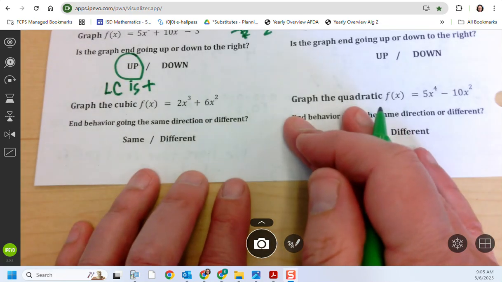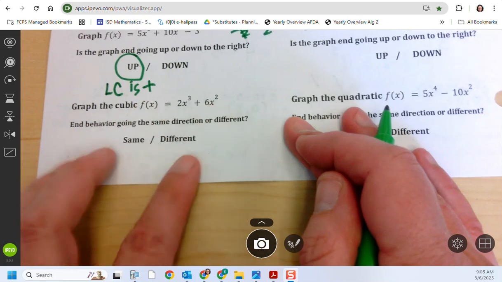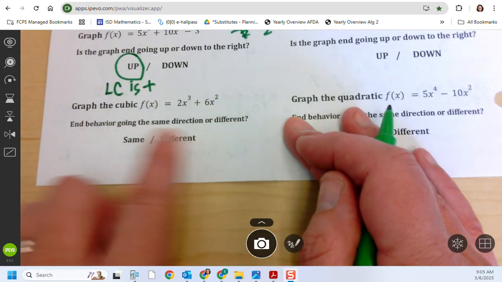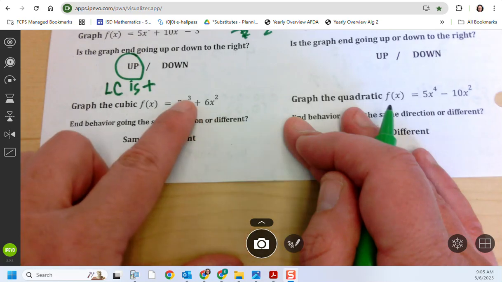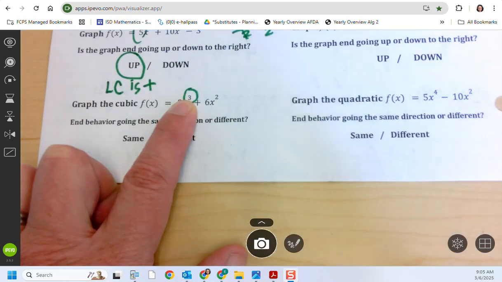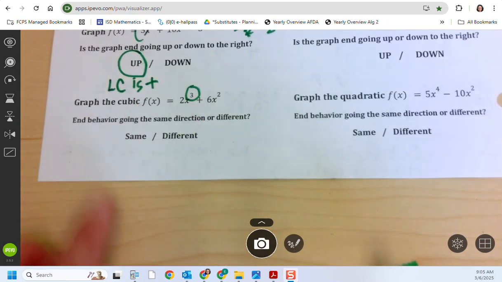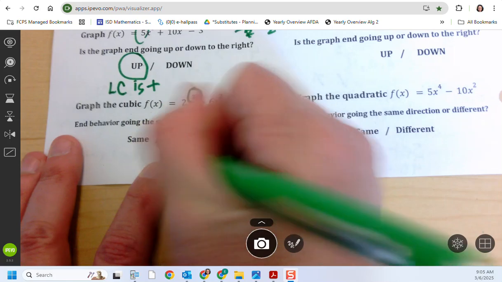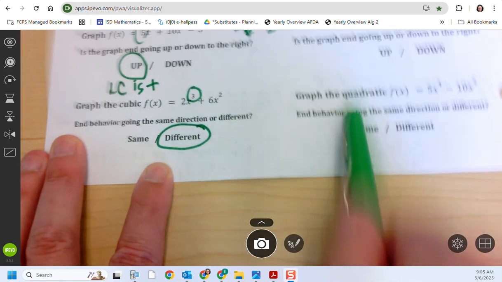All right, let's look at this one. We're going to look at your leading. Oh, actually, for this one, it says end behavior, same direction or different. So then we look at the exponent. The exponent is odd, which means that the ends are which? They're different. They're opposite. Okay, you guys do these two.